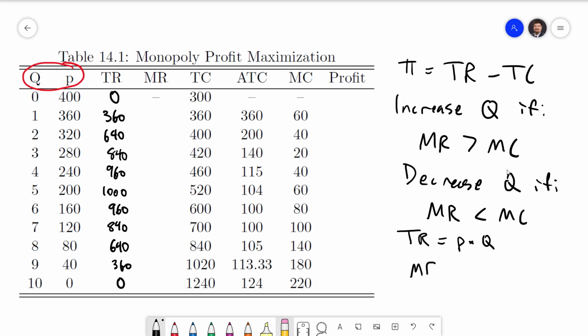We calculate marginal revenue as the change in the total revenue over the change in quantity. In our case, change in quantity is just 1, so we just have the change in the total revenue. Going from 0 quantity to 1 quantity, we're going from 0 revenue to 360 revenue, so that's just 360. Going from 1 to 2, we have 640 minus 360, which is 280. Going from 2 to 3, we're going from 640 to 840, a difference of 200, and so on and so forth.